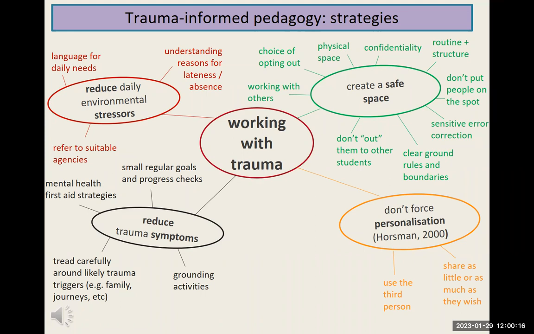Another thing to mention here relates to treading carefully around likely trauma triggers. We've touched upon this briefly already, but it's important to stress here that there are certain things which are more likely to be triggering for people who have a refugee background, things like families, journeys, and talking about one's childhood. But it's really important to remember that actually trauma triggers could potentially be anything. The tone of voice that someone uses, a certain sound or smell or colour. So we can't reliably predict every single thing which might be triggering for each individual student.